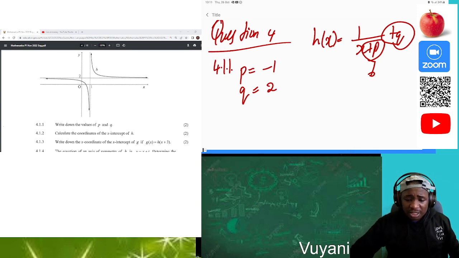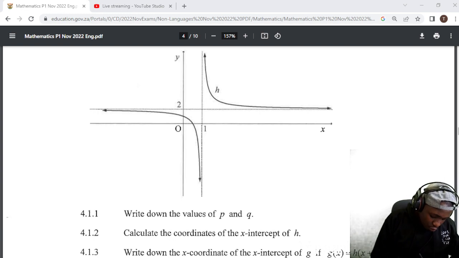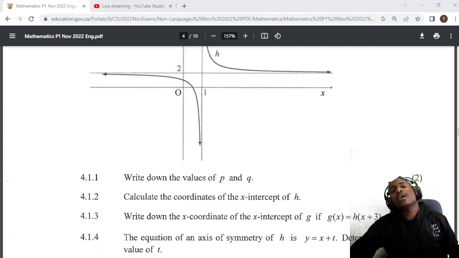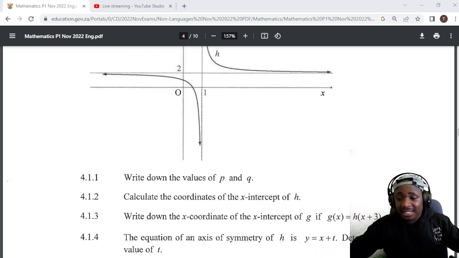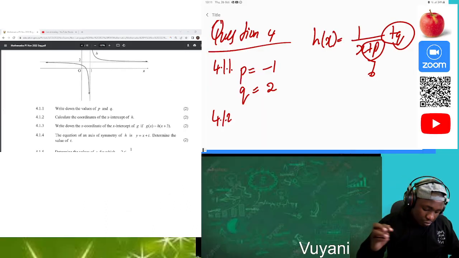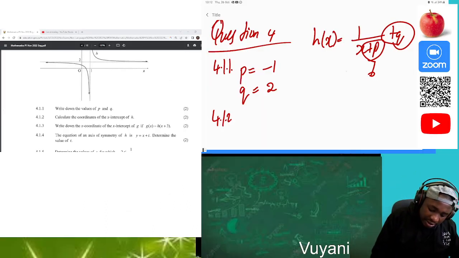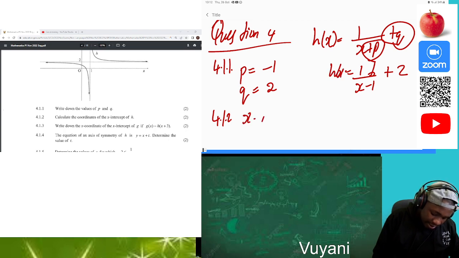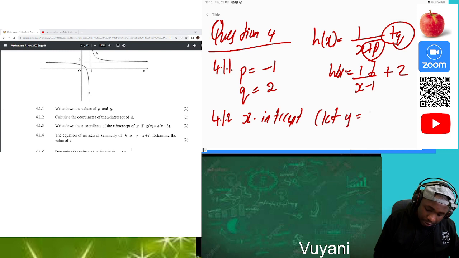Now let's look at the next question. We don't have time, guys. We need to work on time. Calculate the coordinates of the x-intercept of h. By now everyone knows that the x-intercept of the function is always determined by letting y equal to 0. So we know our h of x is equal to 1 over x minus 1 plus 2. We want the x-intercept, so we let y be equal to 0.